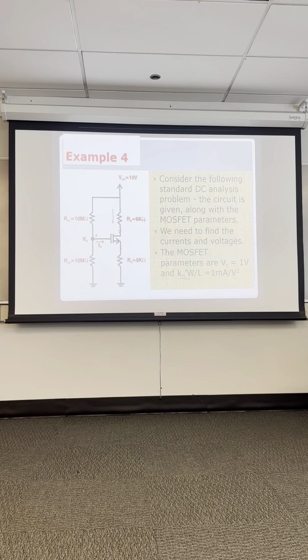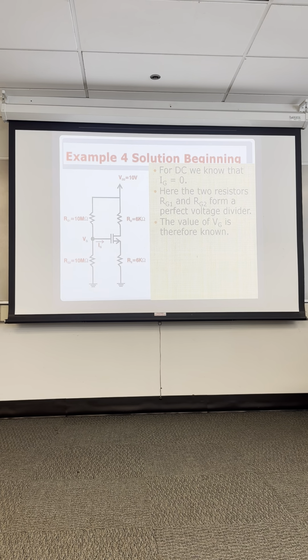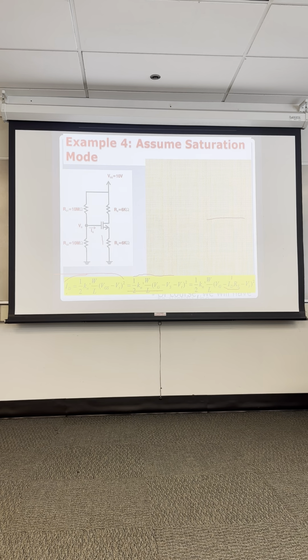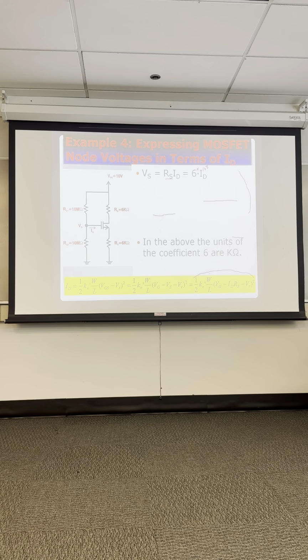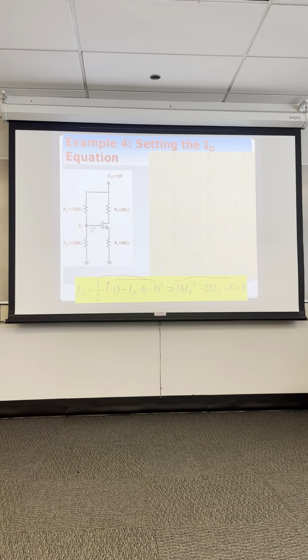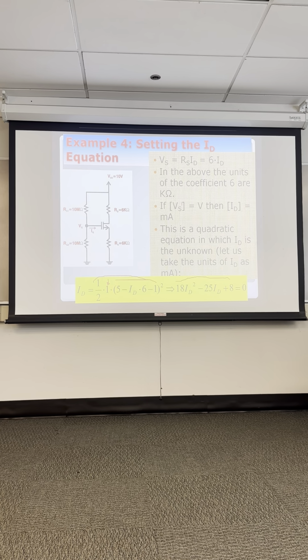K prime W over L is 1 milliamp per volt squared. So in this result here, I sub D is in milliamp. This is 1 milliamp here. And then over here, this term is going to be in milliamp here. So all of the milliamps cancel when we do that.